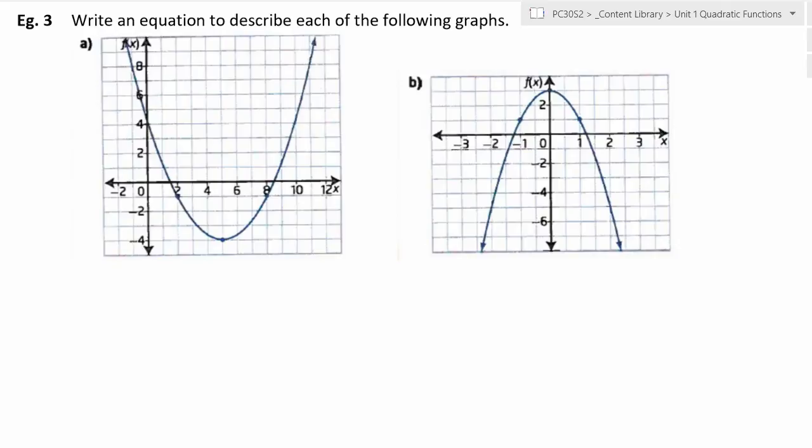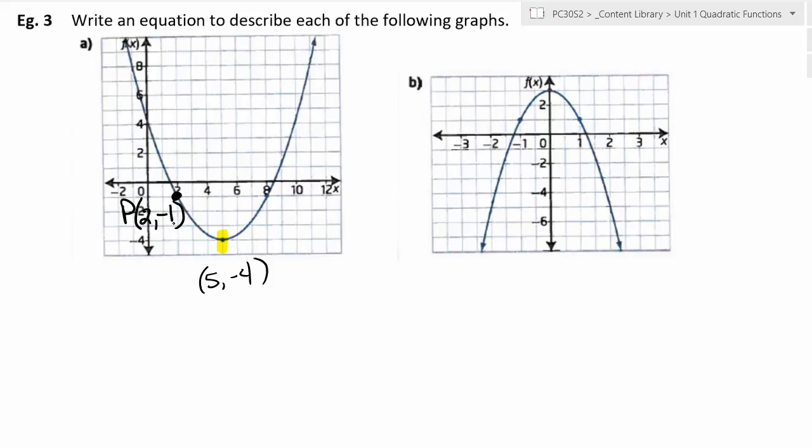So example 3 is much like example 2a, except we're actually given the visual, so we can have some affirmation from that. Looking at example A here, I first want to identify my vertex, which is at +5 and -4. I also want to pick out at least one other point that I can use to then solve for A. So in this case, I'm going to use this point right here. Point P is going to be at 2 and -1.